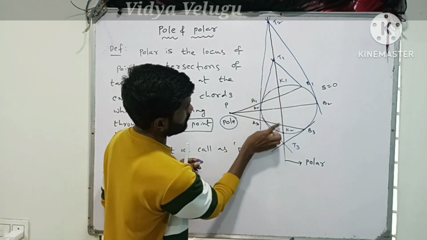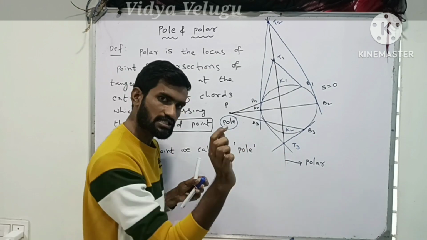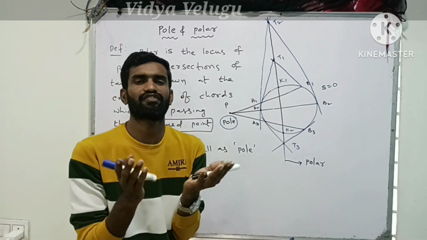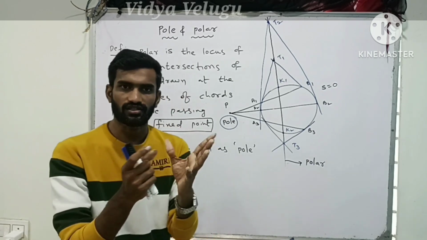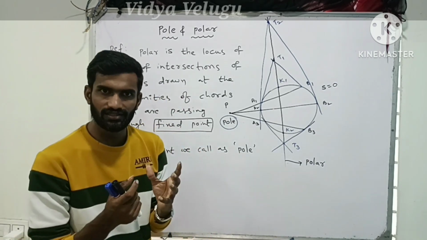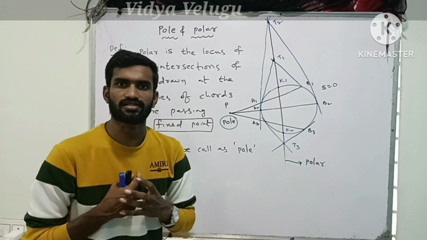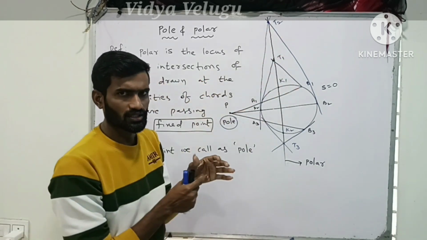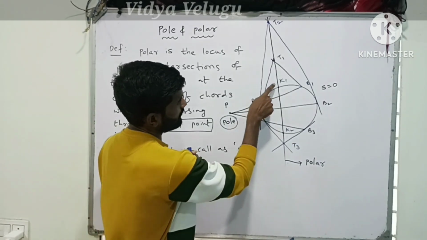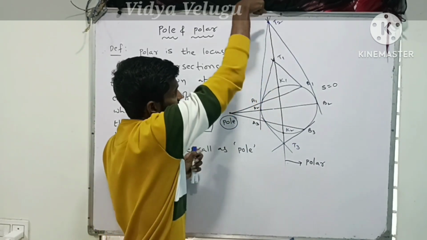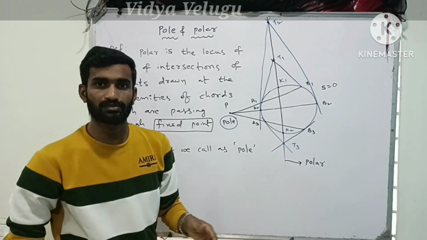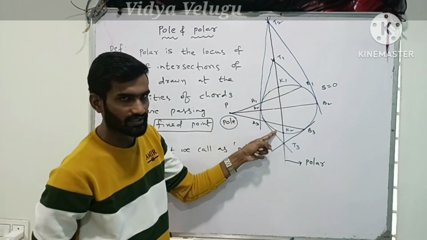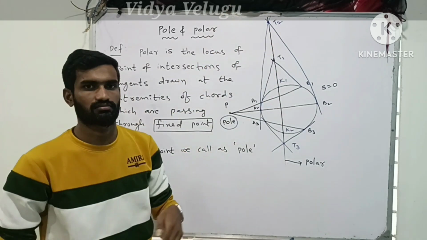This is also a chord. K1K2 is also a chord. What is the chord definition? It is the line joining any two points on the circle. Yes, K1K2 is also a chord. Just observe, the K1K2 line itself is the polar. K1K2 is the chord and it is a line, right? And itself it is the polar.